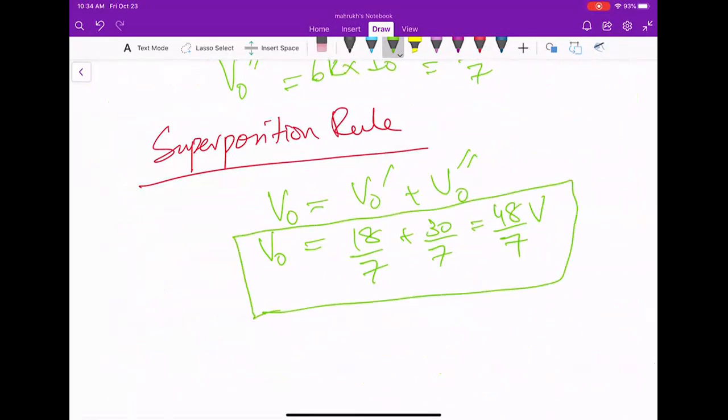Now, I want to confirm that this V naught is the same as the V naught which I will get from any other method, okay? So I am using mesh or loop analysis to know that.